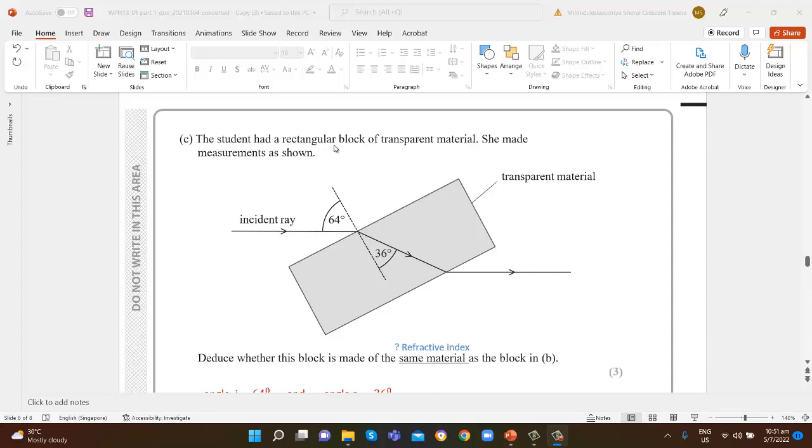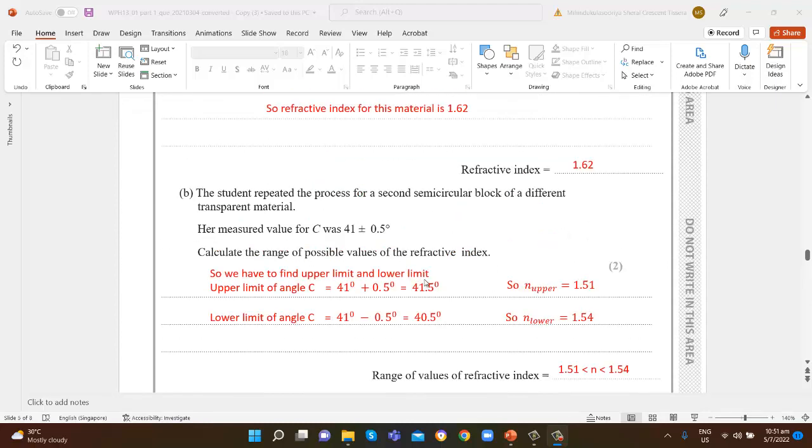The student had a rectangular block of transparent material she made. Now here, for the critical angle of this material, the refractive index is between 1.51 and 1.54. They are asking for the range. So remember, always write what they are asking. I tell you every time in my videos, don't write what you know, write what they are asking you to do. Range. So underline range. We have to give a range.